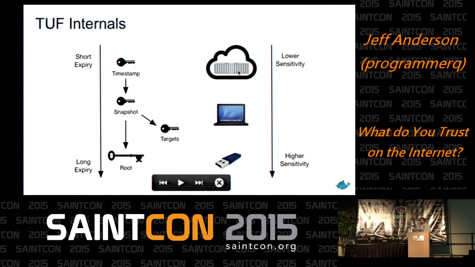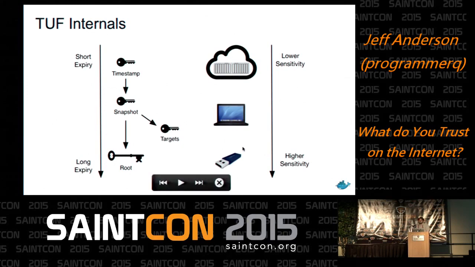So the timestamp key is on the frontline servers. Snapshot and targets keys that actually sign my artifacts, that's potentially going to be on my Jenkins server or my dev laptop or whoever does the release. And then the root key, I'm going to take that, put it on a hardware signing module or a USB drive or print it out if I'm crazy.